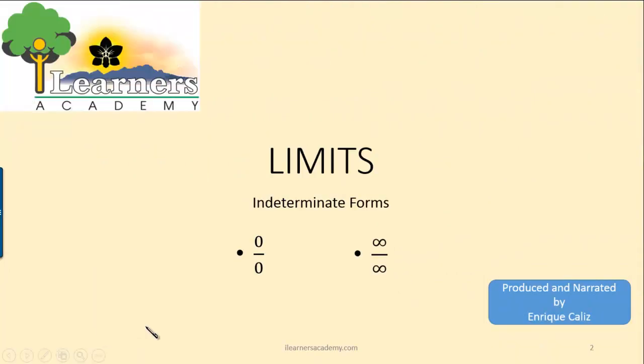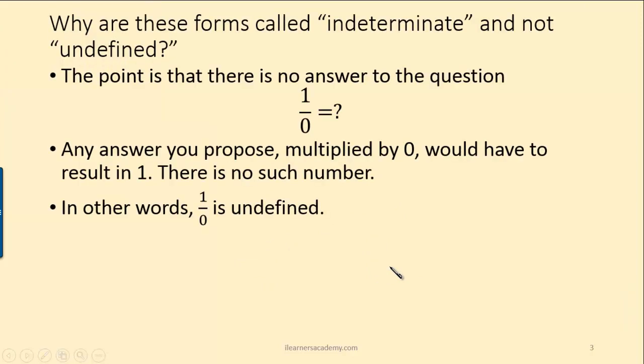Now that we've learned the limit laws, we are in a position to start looking at slightly more sophisticated limits. We begin looking at indeterminate forms. Now, there are many different types of indeterminate forms, but we will be looking at these two in particular. Now, why are these forms called indeterminate and not undefined?